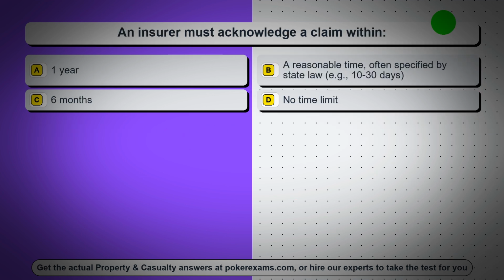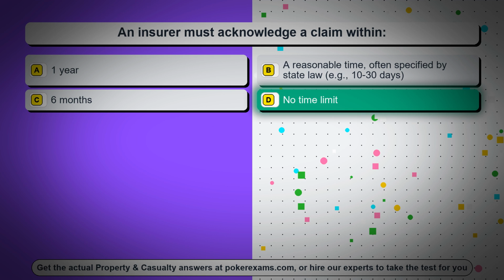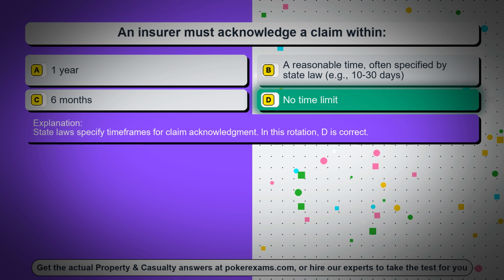Question 89. An insurer must acknowledge a claim within: option A, 1 year; option B, a reasonable time, often specified by state law, for example, 10 to 30 days; option C, 6 months; option D, no time limit. The correct answer is option D, no time limit. State laws specify timeframes for claim acknowledgement. In this rotation, D is correct.